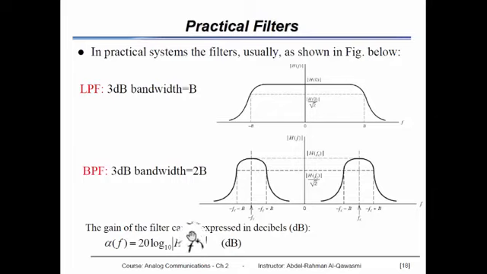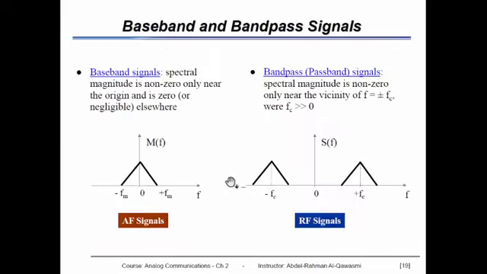The gain of the filter can be expressed in dB. This is our gain of the filter, which is 20 log |H(f)| dB, as you know.